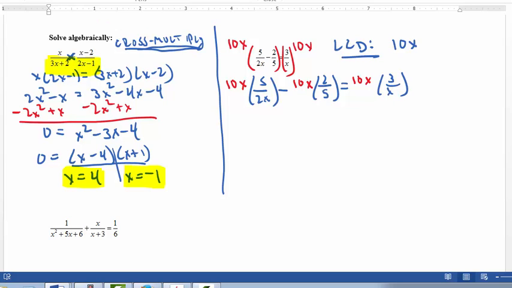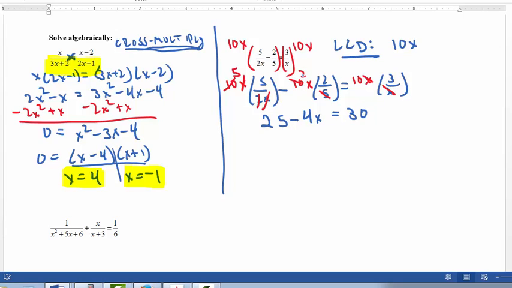And now the whole idea of getting an LCD is that all these denominators are going to cancel. So this x cancels with this x, and 10 over 2 would reduce to 5. Here, 10 over 5 reduces to 2, and the x stays. And here, just the x's cancel, and the 10 stays. So what you have now is 5 times 5, which is 25, minus 2x times 2, which is 4x, equals 10 times 3, which is 30.